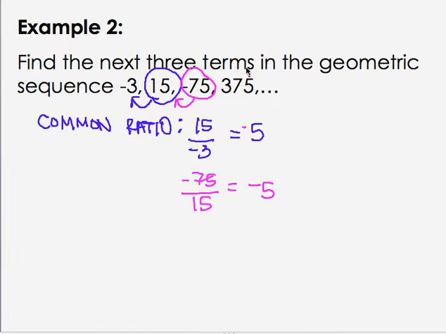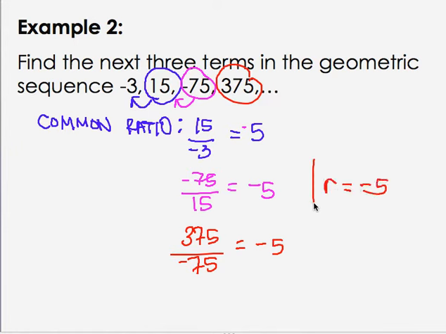we take the 375 and we divide it by -75, we are going to get also -5. So we can see here that our common ratio is -5, right? So now that I have r is equal to -5, I know that I'm just multiplying by -5 each time. So I can find the next 3 terms very easily. So let me go ahead and do that.